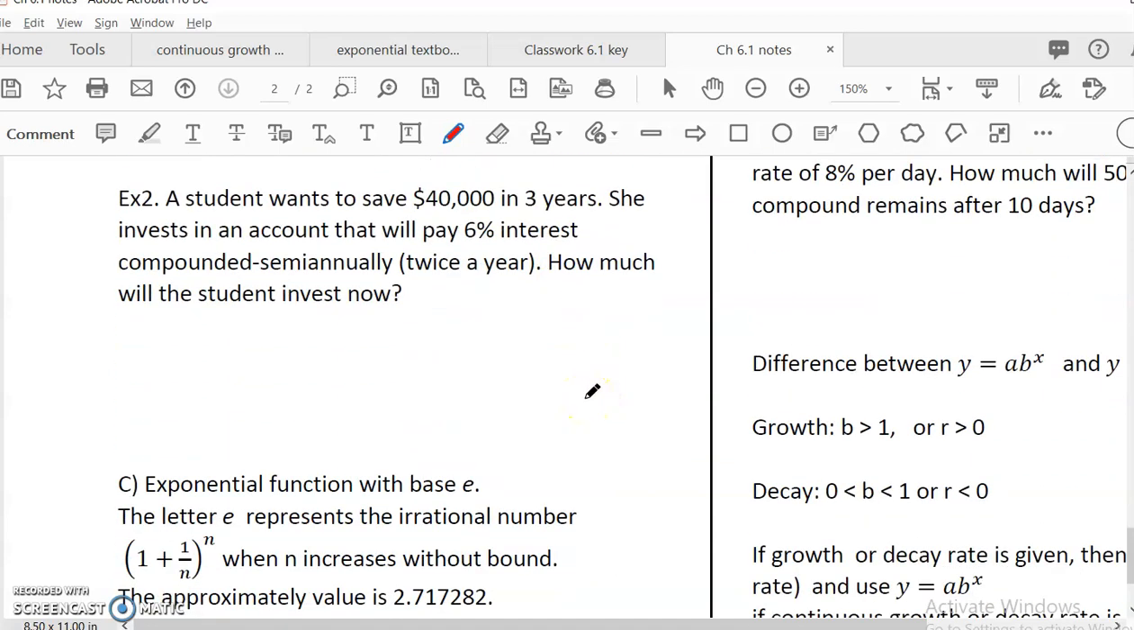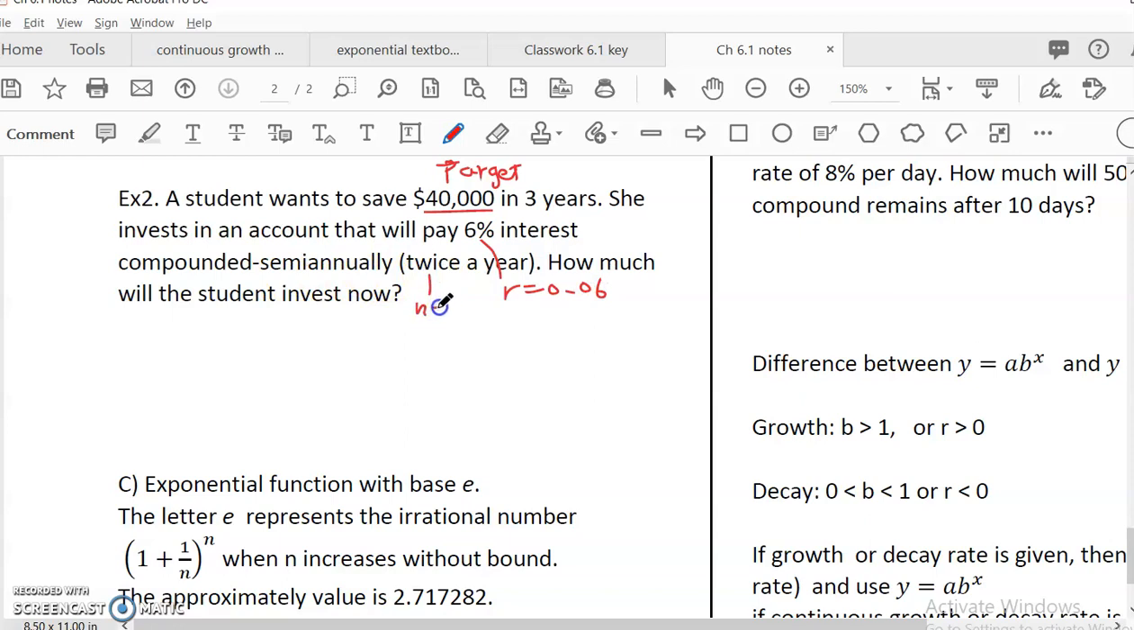One more, which is to figure out what you will have if you are to save. This is your future value, your target, right? This is not your present. This is your target. You are to save this in 3 years, maybe for college or something. So you invest in an account that pays 6%. So R is 0.06.